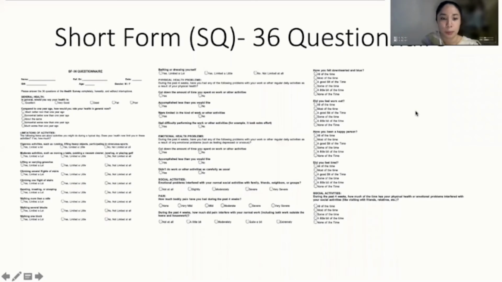For the outcome measures, first we have the Short Form 36 or SF-36 health survey. This is used as a measure of a person or population's quality of life and comprises 36 questions which cover 8 domains of health. This is the form which they would answer.